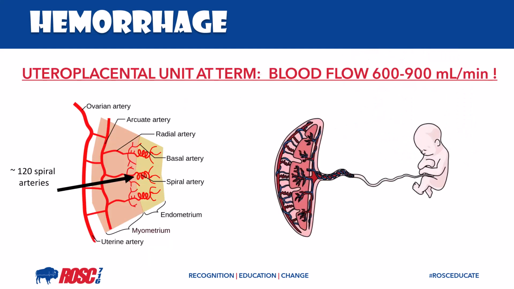The uteroplacental unit at term, the blood flow going through that placenta is upwards of close to 1 liter per minute. This is shocking. This is an amazing amount of blood. So the potential for hemorrhage is always there.